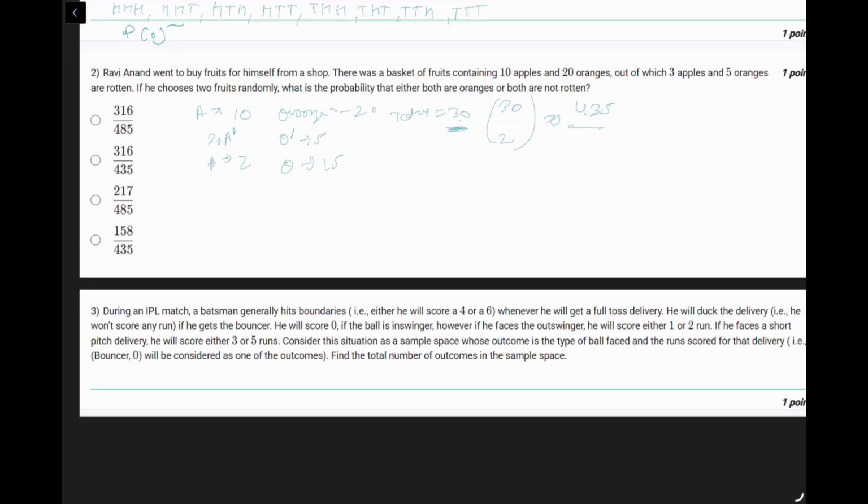Okay. Now, what if they both are oranges? How many ways? So out of 20, how many ways can you choose 2 oranges? 20 choose 2. That's 190. Okay. And how many are there not rotten? Not rotten, so there are 22. How many ways can you choose 2 fruits out of 22 which are not rotten? So 231.